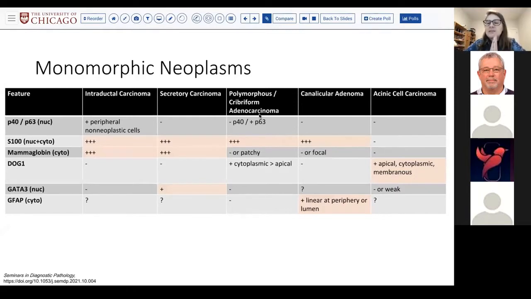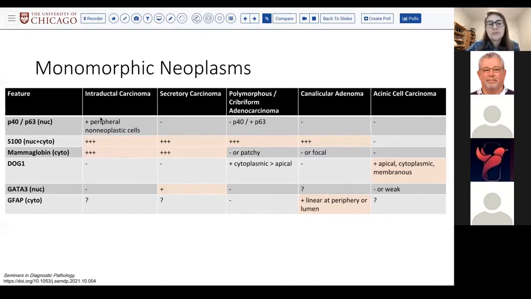So please don't just do a P63 and call it a day, because you will go down the wrong path and say, oh, this is a pleomorphic adenoma when it is in fact not. And so I love P40 for this differential diagnosis. All of these on this page, the monomorphic neoplasms, are P40 negative.